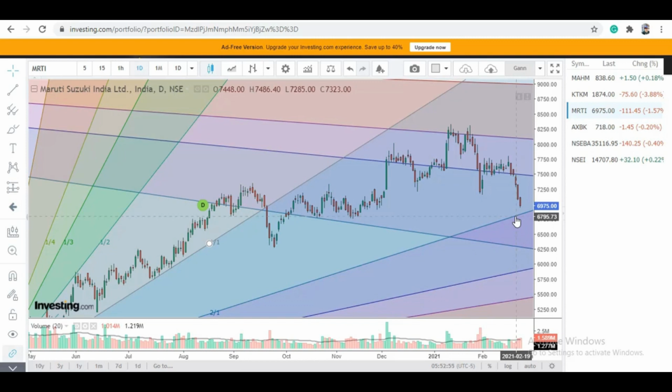Okay, and then the other thing that comes to mind is how we know if it's in an uptrend or a downtrend. Do these things help us?